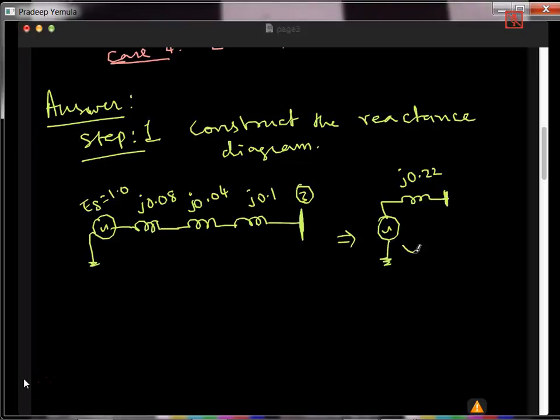So neutral also has the impedance. So I'll just write Zn is 0.04. Okay. So once I have this, if there is a three-phase fault, what is the fault current?